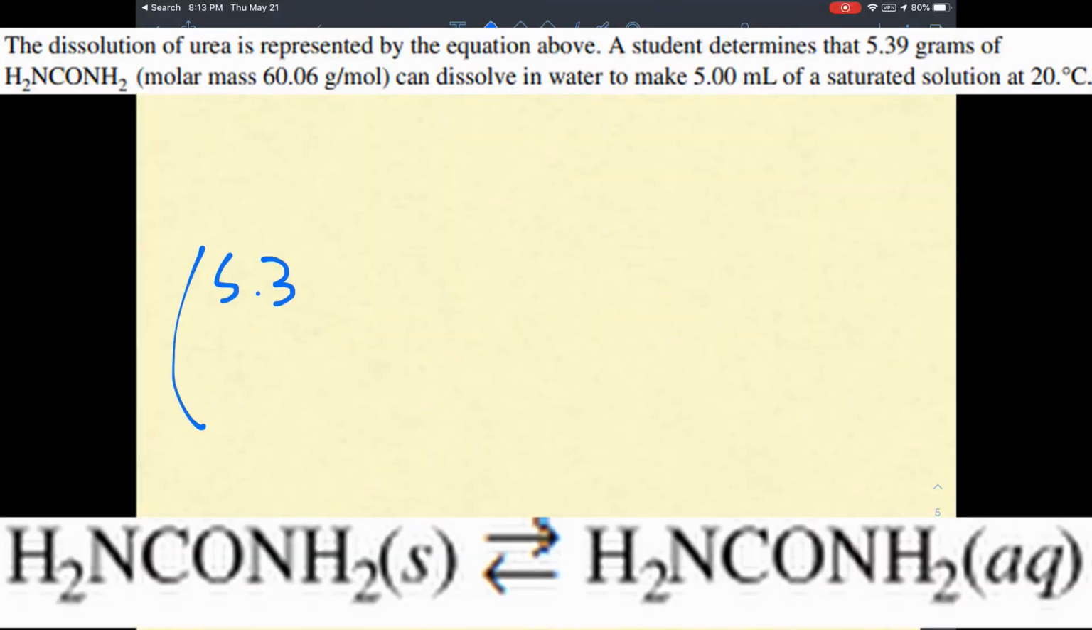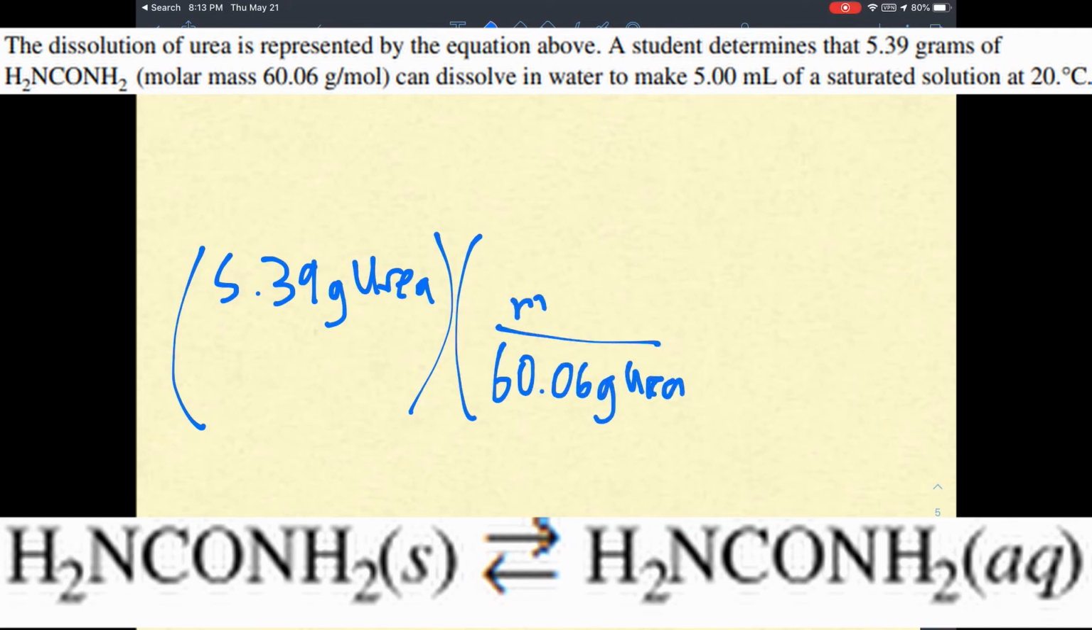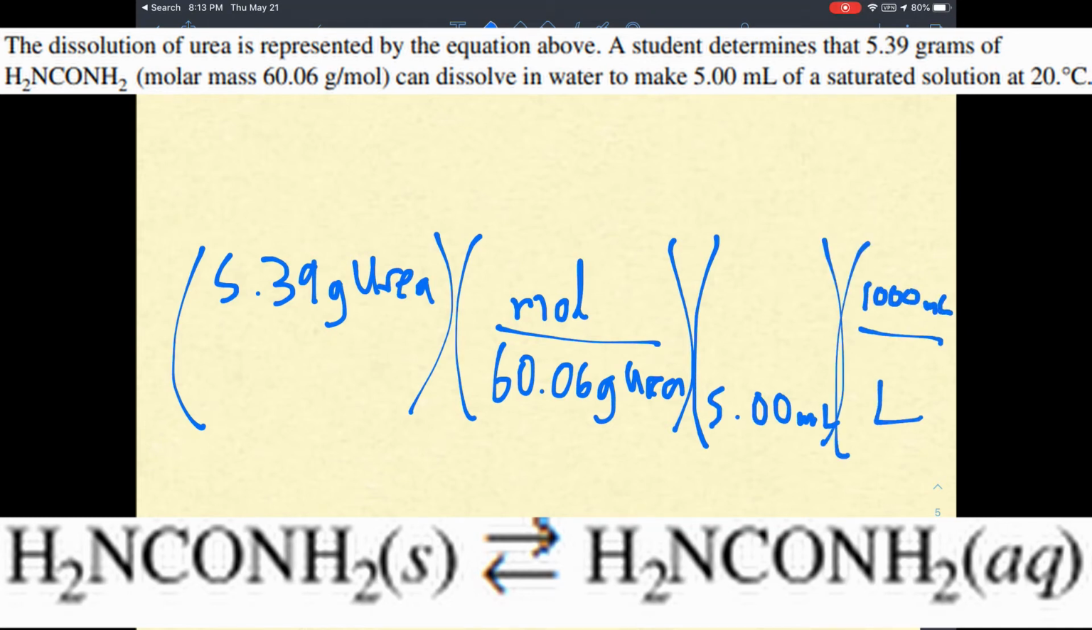Part C is some simple stoichiometry. We start with our grams of urea and divide by the molar mass to get moles. We then divide that by the 5 milliliters you're given, convert it to liters to get our moles per liter, 17.9.